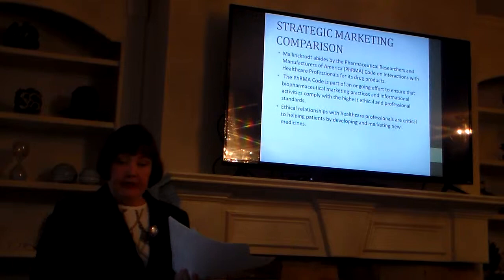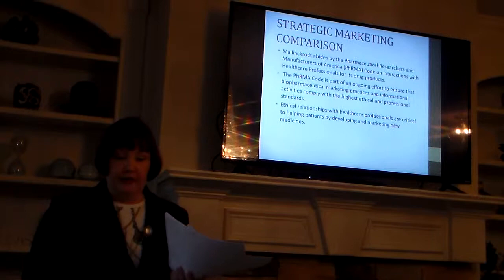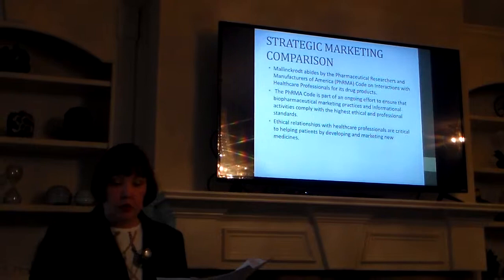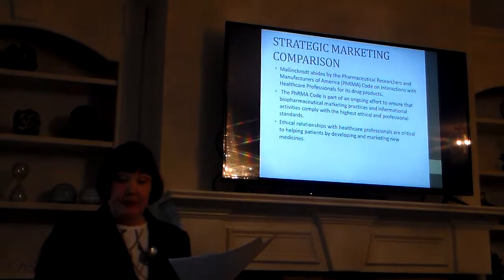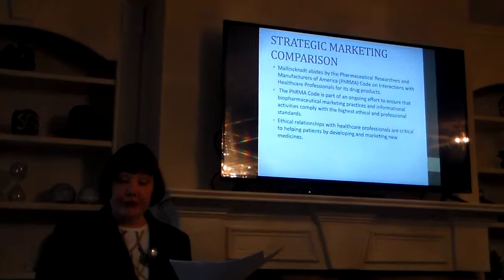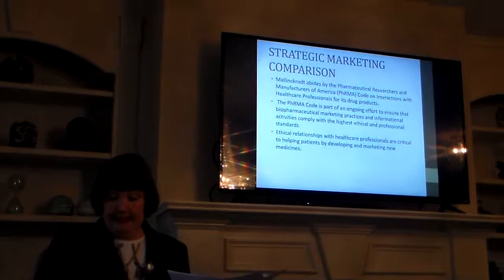Mallinckrodt abides by the Pharmaceutical Researchers and Manufacturers of America, PhRMA Code, on interactions with healthcare professionals for its drug products. The PhRMA Code is part of an ongoing effort to ensure that biopharmaceutical marketing practices and informational activities comply with the highest ethical and professional standards. Ethical relationships with healthcare professionals are critical to helping patients by developing and marketing new medicine.